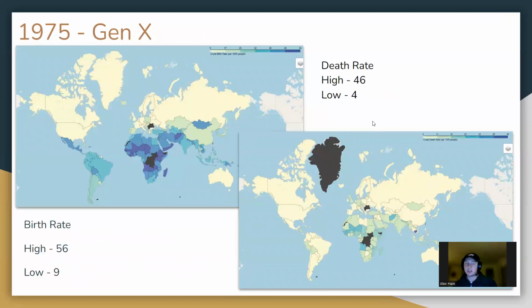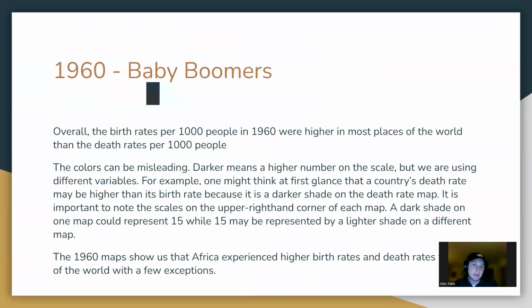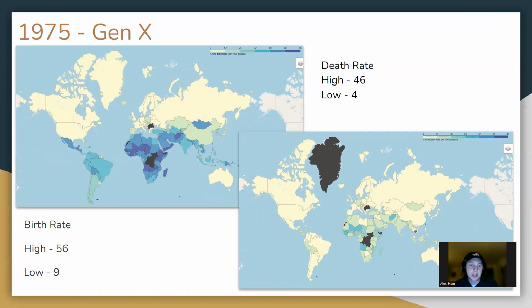So these are the Gen X maps. I specifically chose 1975 for these maps because there was a historical event that occurred in the mid to late 70s that may skew this data a little bit. As you can see, the 1975 birth rate map is pretty similar to that of the 1960s. Birth rate seems to have decreased a little bit in North America and Europe. But South America and Africa look pretty similar.